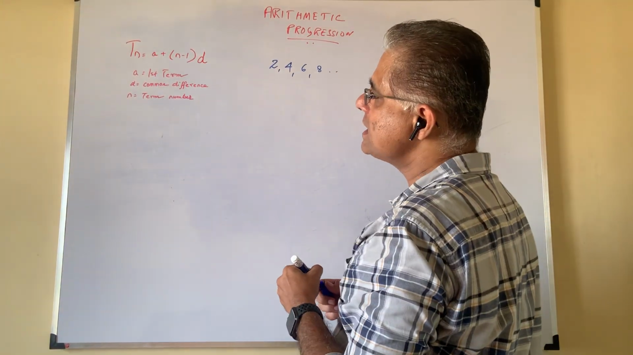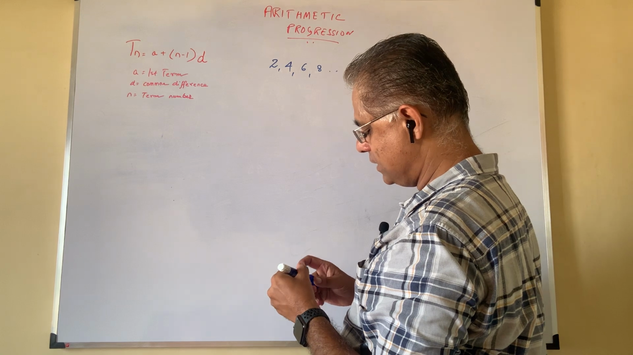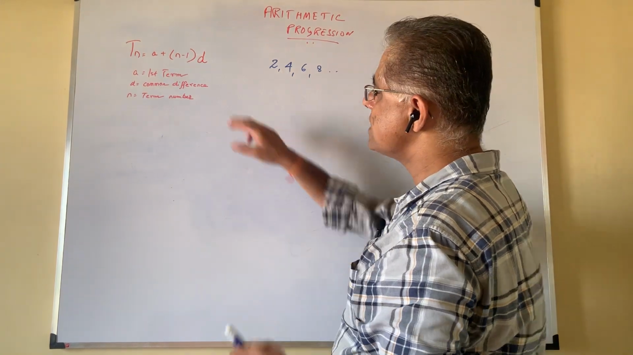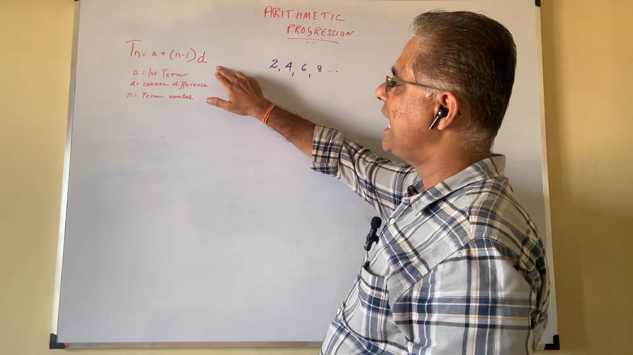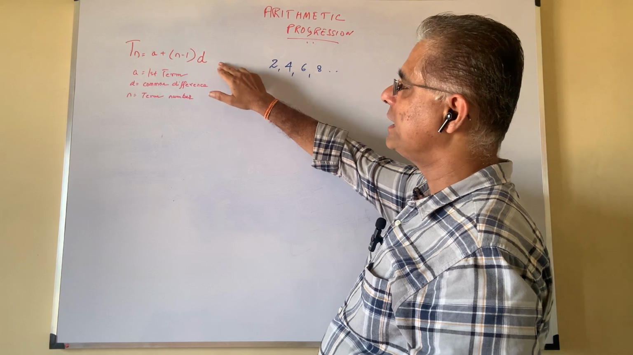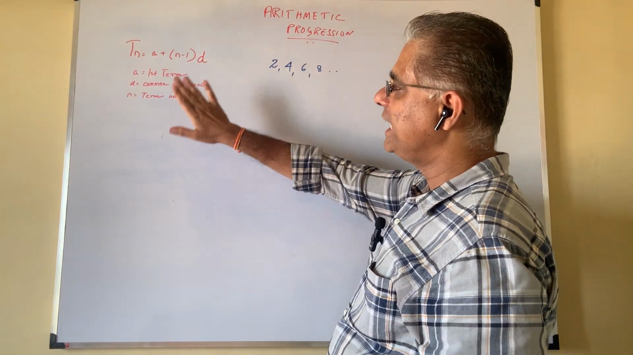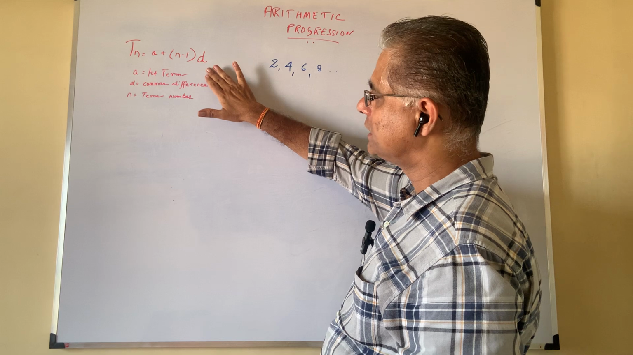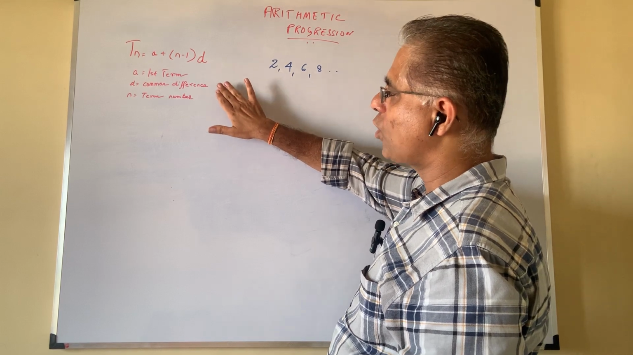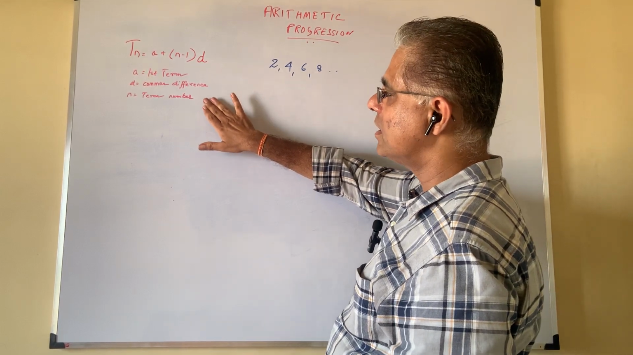The formula is Tn is equal to A plus (n minus 1) in the bracket multiplied by D. What does A stand for? A stands for the first term. D, we call it the common difference. N is the term number.